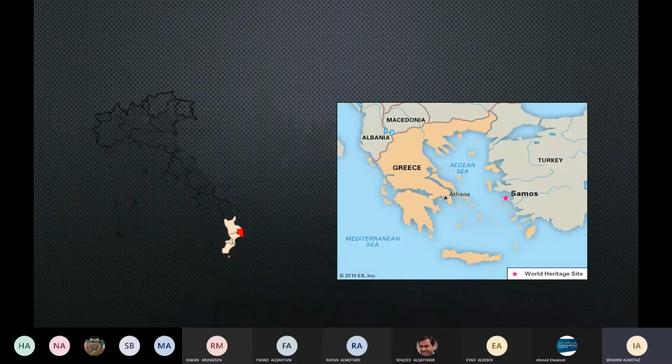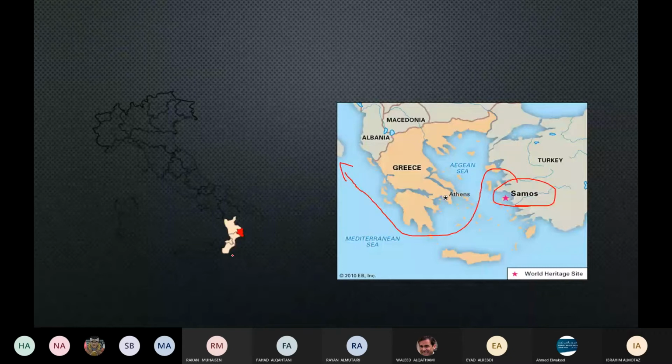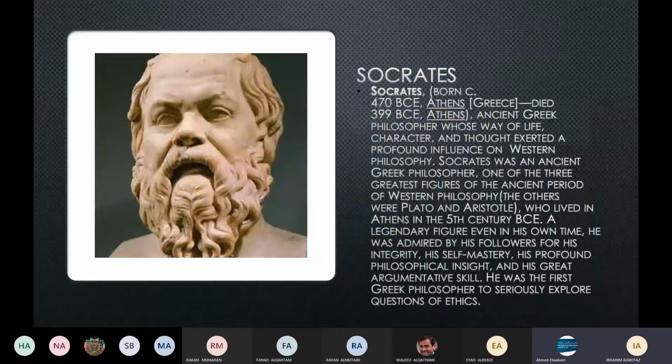This is where the photo on the right is where he was, and the photo on the left is where he immigrated to. He went from Samos to southern Italy. As you can see, it's near to Turkey. It's by the coast. Socrates, born 470 BCE, was in Athens. Died 399 BCE. He also died in Athens. He did not immigrate like our previous philosopher.